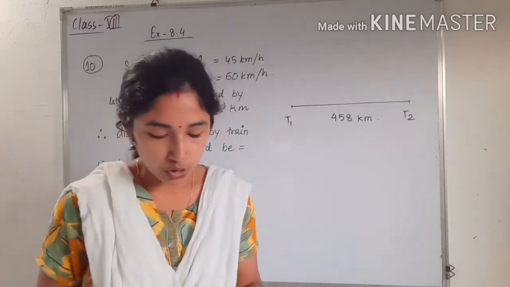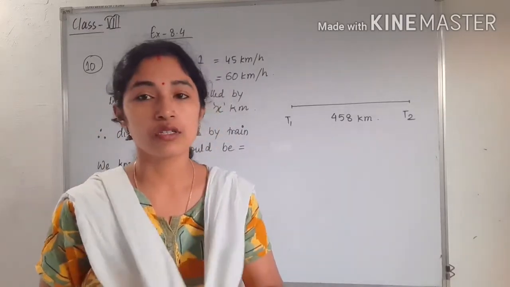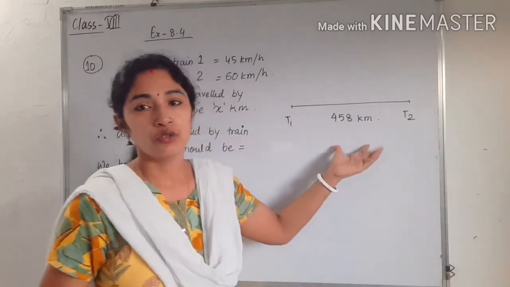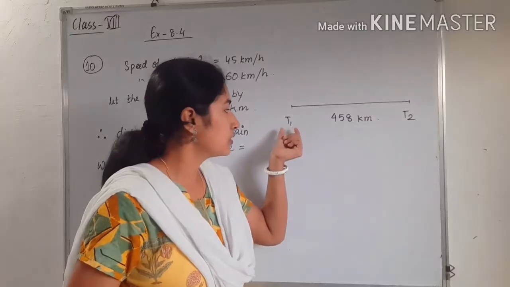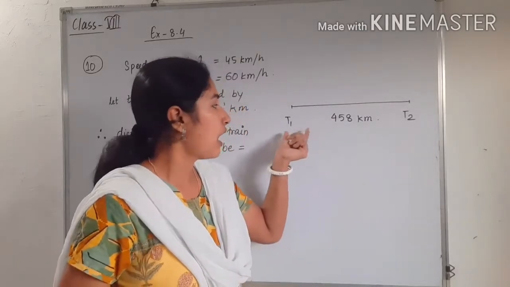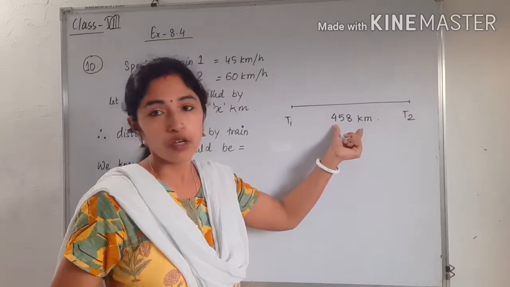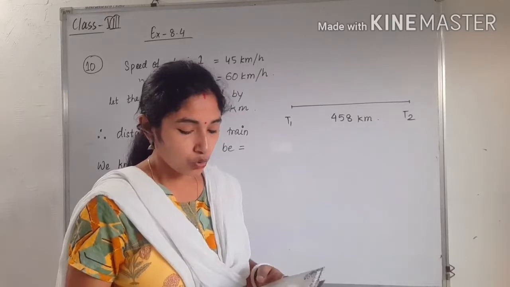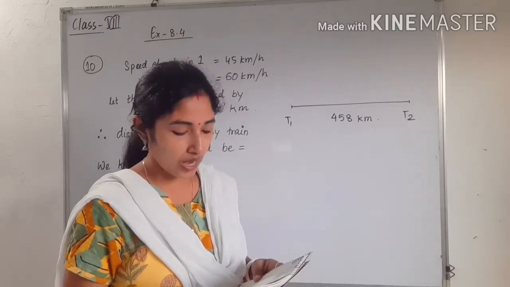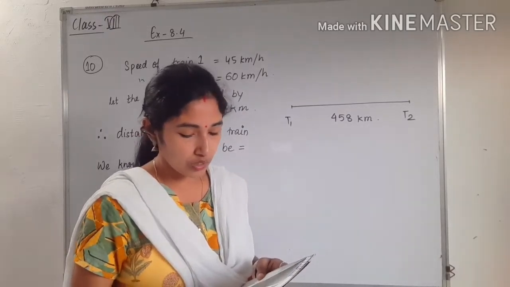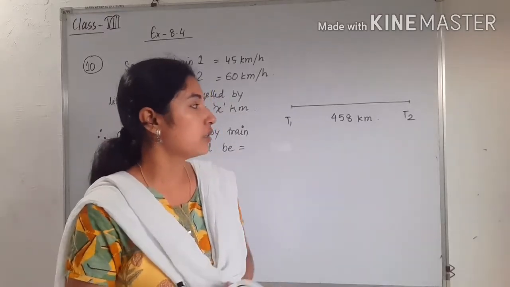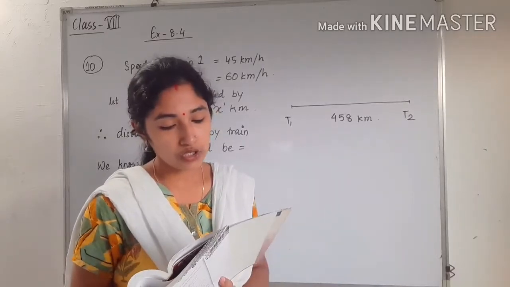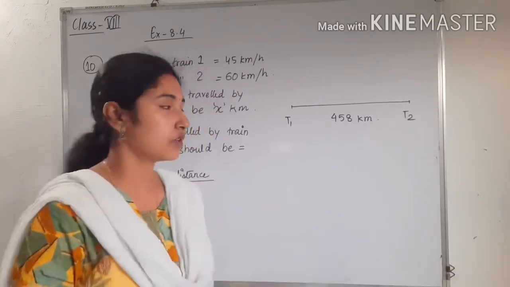So see, in question number 10 the distance between two towns is given, 458 kilometer. Okay. So suppose roughly I am drawing one diagram. These are two towns T1 and T2 and the distance between them is 458 kilometer. This is the distance. Okay. So next what is given? Two trains start from these two stations at the same time. So from these two stations, two trains are running. Two trains are going in the direction towards each other.